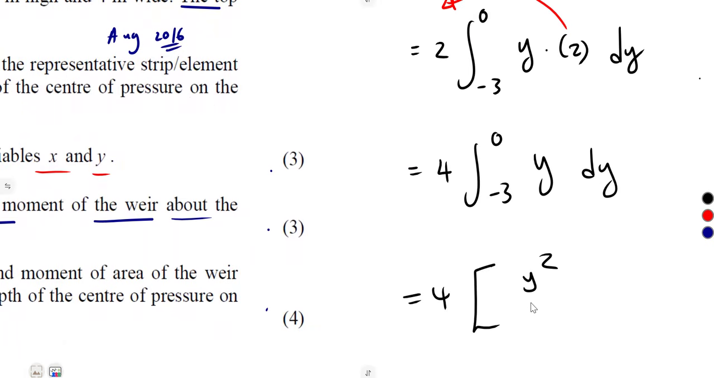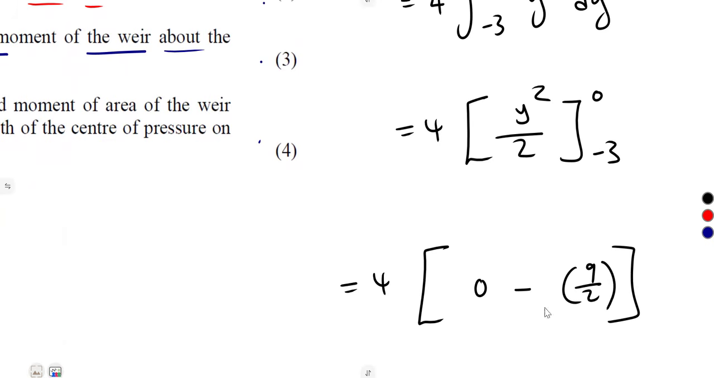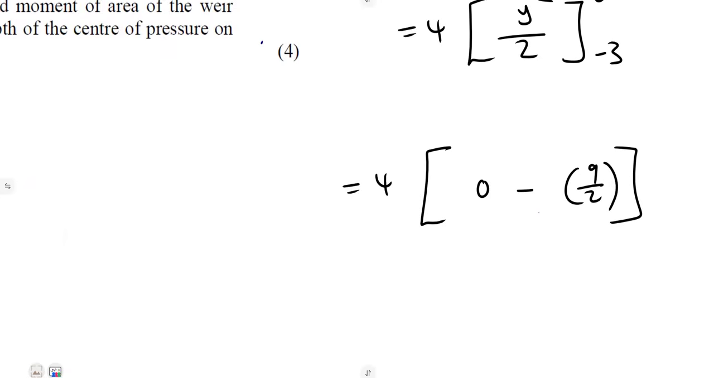Y squared over 2. Are we seeing that it's a repetition? Only the diagram is the thing that changed. Then it is the upper limit minus the lower limit. This is going to give us something like positive 9 over 2. Yes, something like this. So that's it. We're going to have a negative answer just like the previous questions.